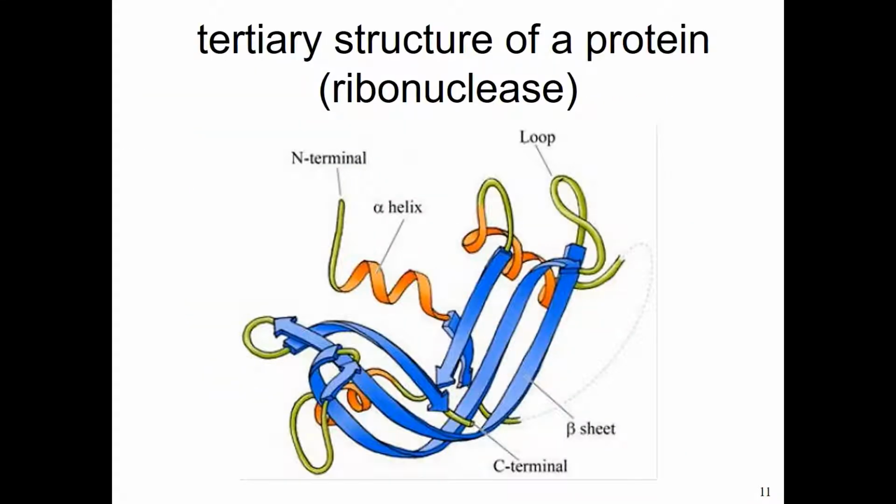Here is an example of a tertiary structure of a protein. This is ribonuclease. As you can see, it has one N-terminal, the amino terminal, and one carboxyl terminal. It also has a secondary structure, alpha helix, and another secondary structure, beta pleated sheet.